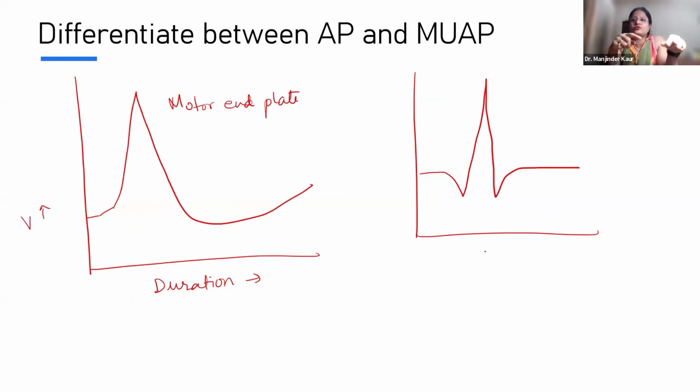What is the origin of these two? Let me guide you through the differences. What is the origin of the motor end plate potential and what is the origin of the MUAP? Because it's important to understand that both these are not the same.